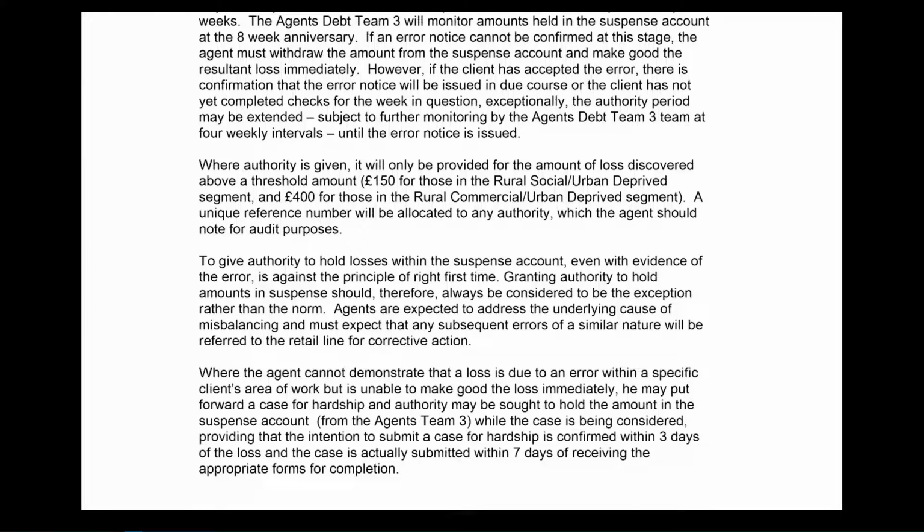So it seems there that agents are expected to address the underlying cause, even if that is, for example, a technical fault. Yeah, I think at this stage it was probably written on the basis of a transactional error that was made at the branch. Either the sub-postmaster knew about it or they didn't know about it, as opposed to a system error. And if it was applied to a system error, it's a little harsh, isn't it?